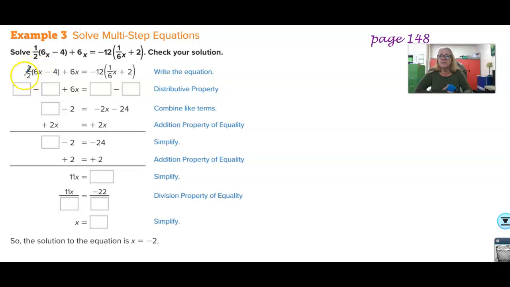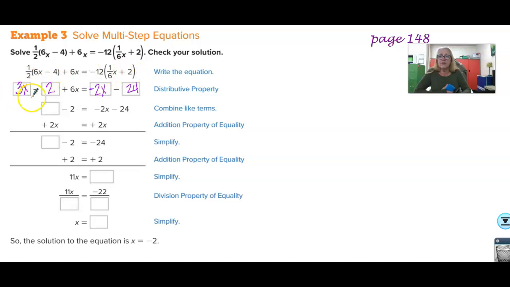Distribute 1/2 times 6x. Well, what's 1/2 of 6? 3. So we have 3x. Half of negative 4 is negative 2. Bring down the 6x. Negative 12 times 1/6x is going to be negative 2x. And negative 12 times a positive 2 is going to be a negative 24, right?